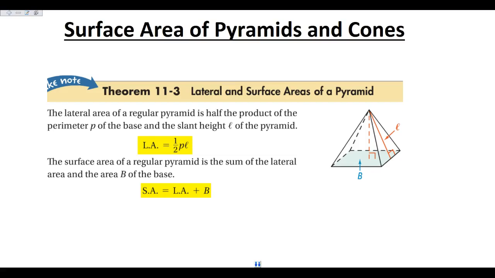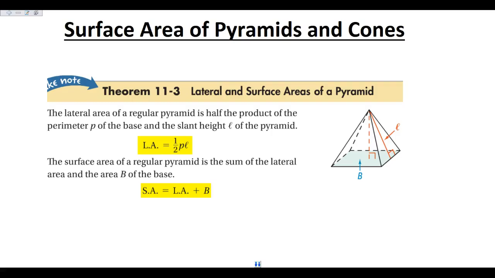Hey everybody, today we are going to continue in our surface area with chapter 11, and we are going to be looking at the surface area of pyramids and cones. Okay, so in the last one we did prisms and cylinders. Today we're going to look at pyramids and cones.